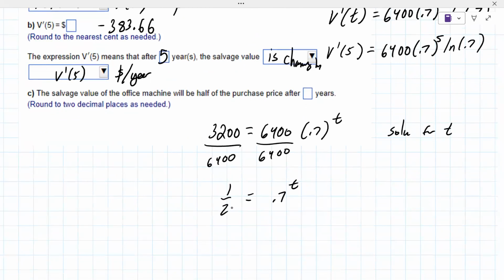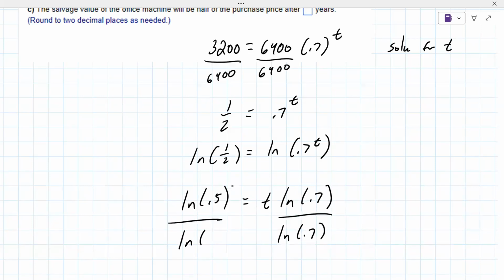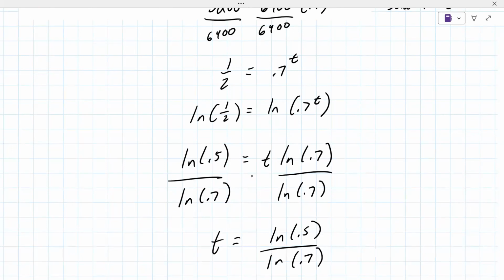The only way to get T out of the exponent is to use natural log. So it's T natural log of 0.7 equals natural log of 0.5. You divide by natural log of 0.7, so you end up getting T equals natural log 0.5 divided by natural log of 0.7. And we'll get a number for that.